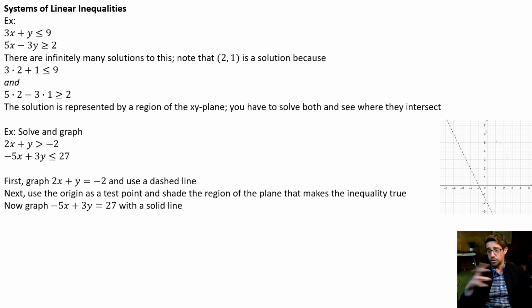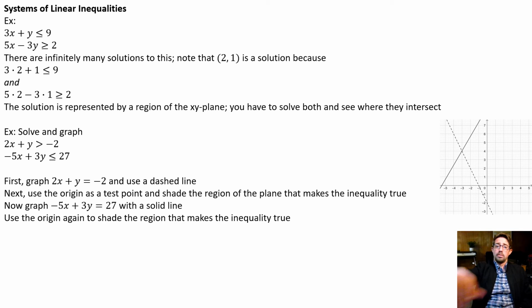All right, so now just literally do the same exact thing with the other inequality. Take -5x plus 3y equals 27, graph it however you do that, and then be sure that line is solid because this is inclusive. Okay, so the stuff on the line is included. Pick a test point, pick the origin, say, okay, is 0 plus 0 less than or equal to 27? Yes, actually it is. So this chunk of the plane on this side of the solid line satisfies it.